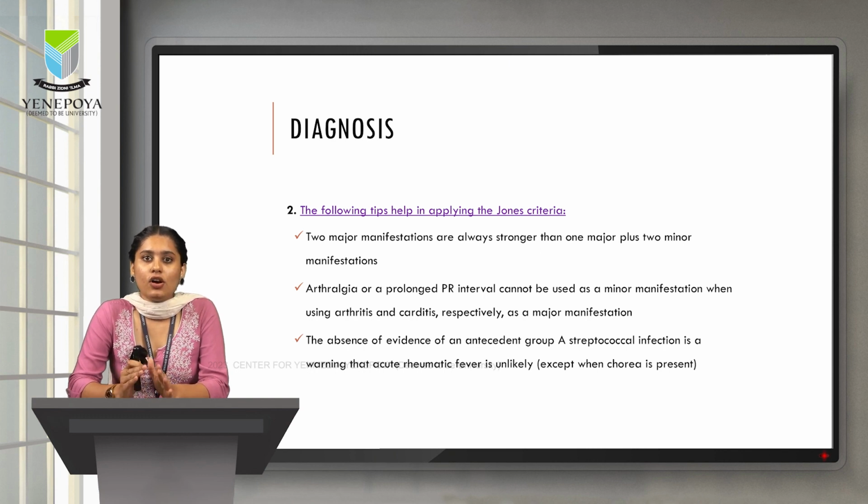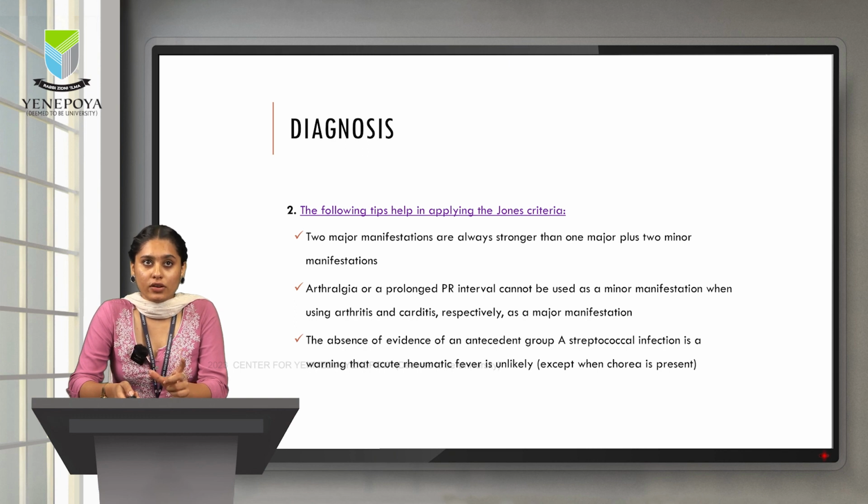And arthralgia or a prolonged PR interval cannot be used as a minor manifestation whenever you're thinking about arthritis and carditis. So you have to get the specific clue for arthritis and carditis rather than relying on these two criteria. The absence of evidence of antecedent group A streptococcal infection is a warning that acute rheumatic fever is unlikely. As I mentioned before, the evidence of the streptococcal infection is very important. The supporting criteria is also very important, except when chorea is present.